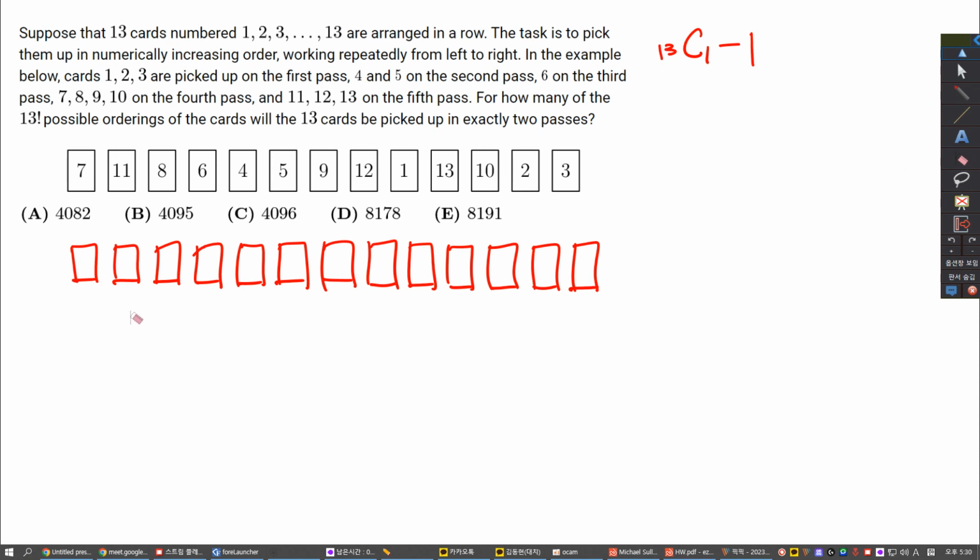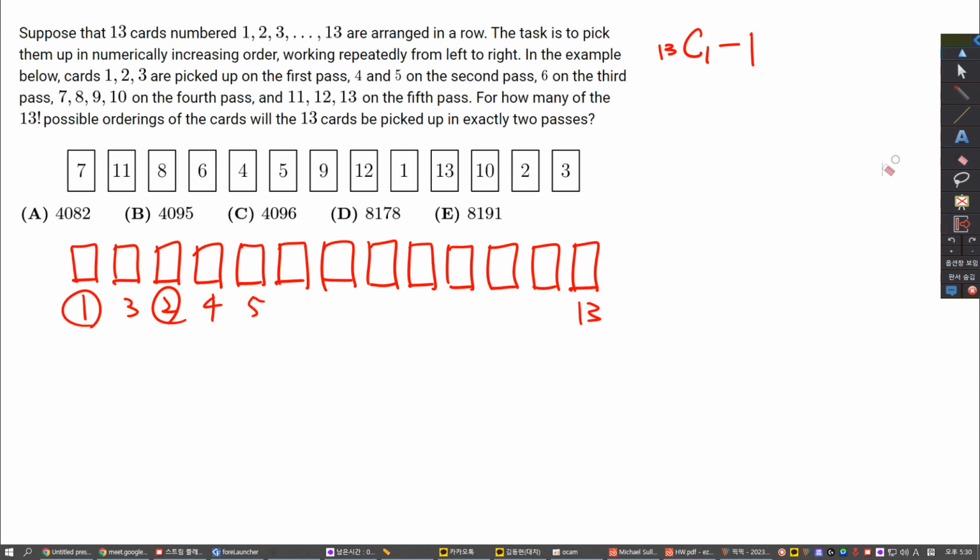And let's say 1 and 2 are in order. 1 and 2 are in order means like this, and then 3 to 13 are in order. In such a case, we are going to first pick 1 and 2 according to the order, and after picking them up, the rest will be picked up all together because they are arranged in order.